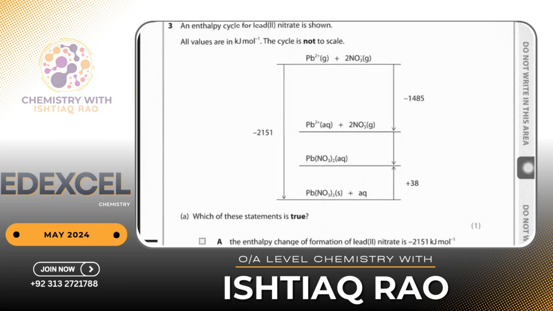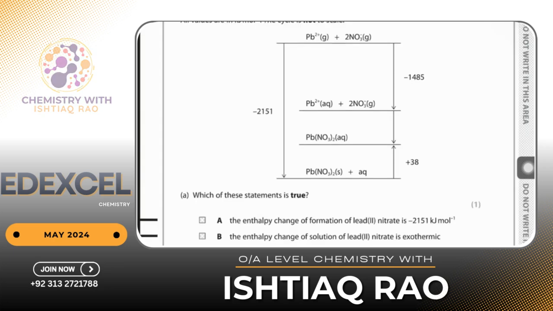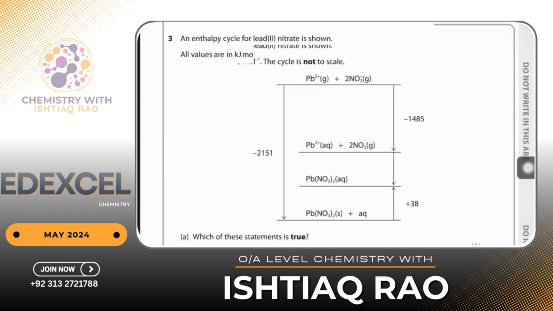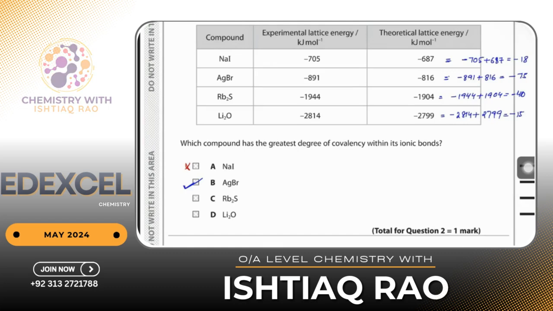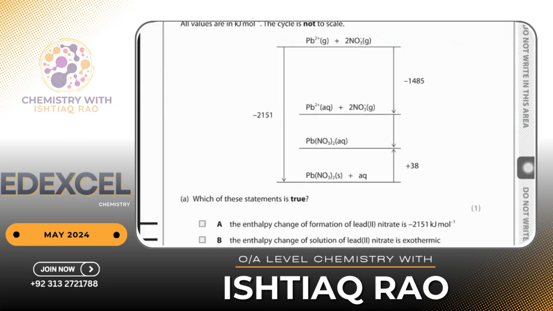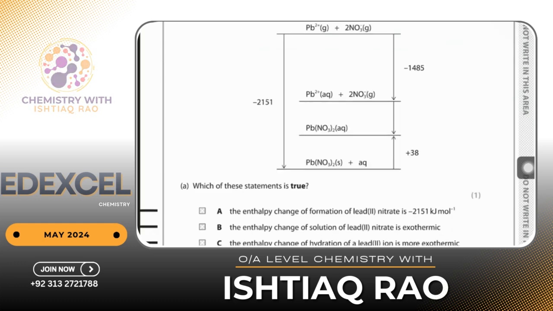An enthalpy cycle for lead 2 nitrate is shown. All values are in kilojoules per mole. Yes. Sir, can you go up? I just want to take a screenshot. Okay. Thank you. Which of these statements is true? All the values are in kilojoules per mole. This cycle is not to scale.